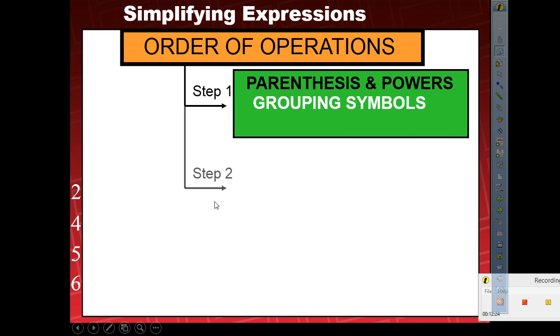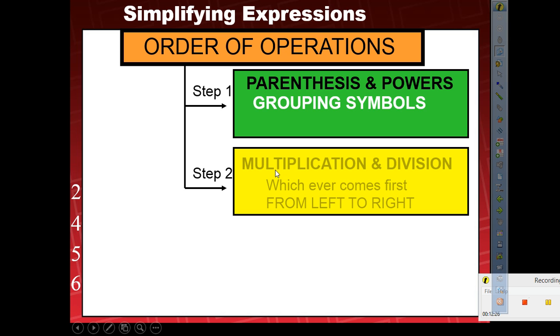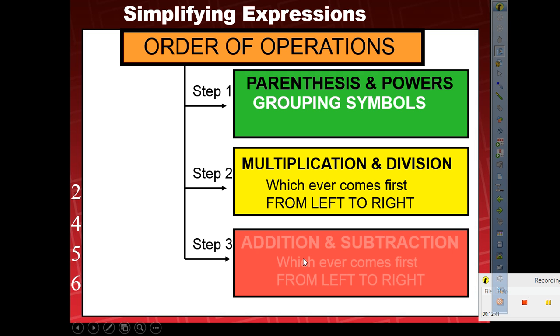The next step is multiplication and division, and since we might have some that have both present, we start from left to right, whichever comes first. That's something some of you are still struggling with. Next, addition and subtraction, same thing. We always go from left to right, whichever comes first.